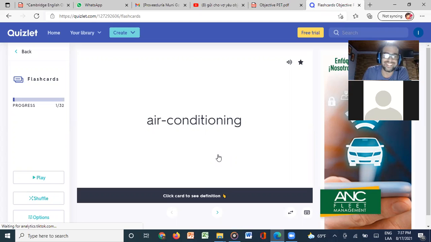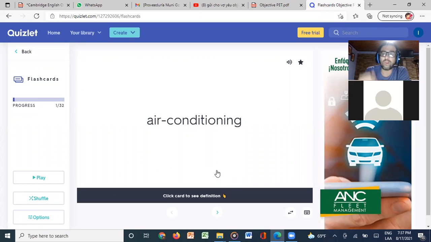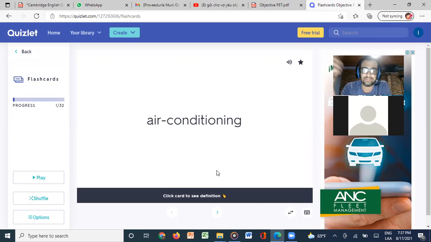Very easy, right? Air conditioning. Well, yes, it's a machine or system which cools the air in a building. Air conditioner. Most of the times, David, we can also say just AC. You know, that's another way to just say it, AC, right? Okay. Remember that people, in English, the less they talk, the better.